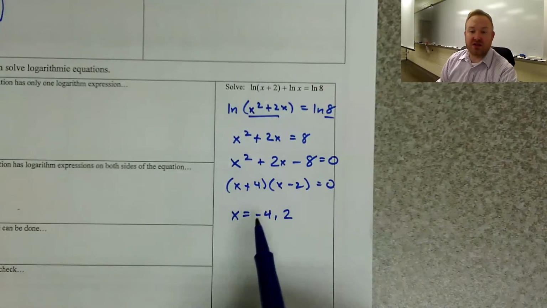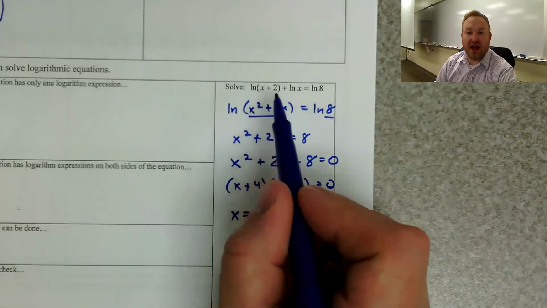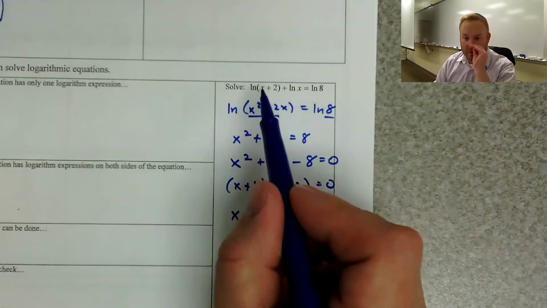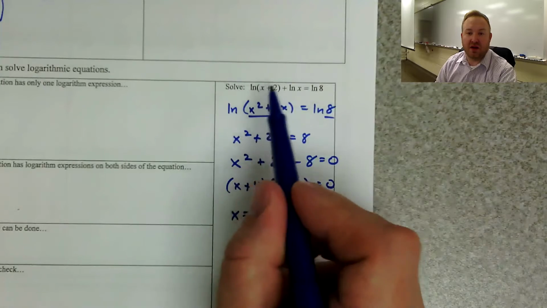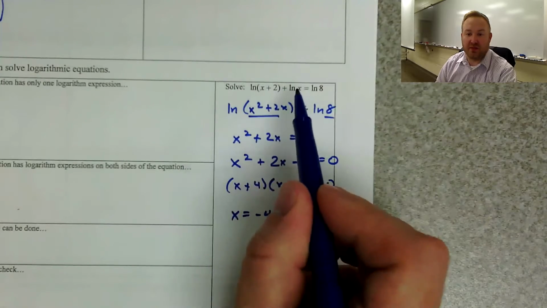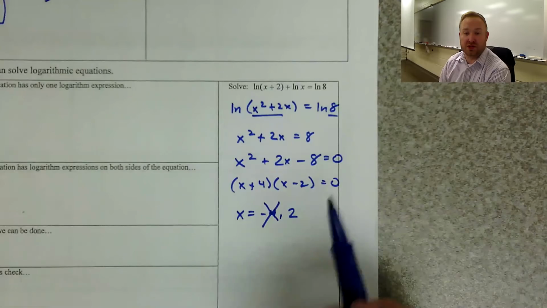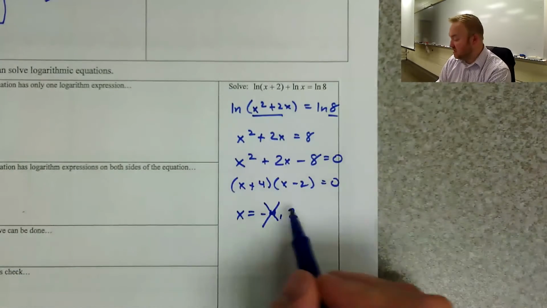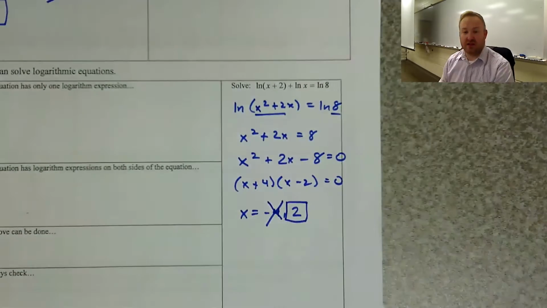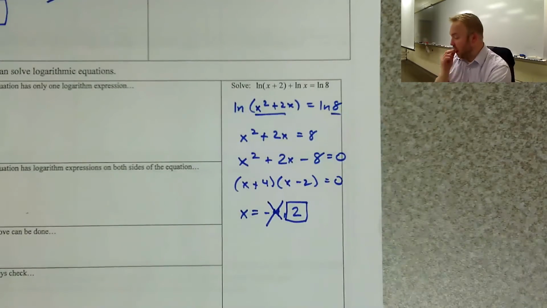I want you to notice, though, that if I put -4 in for x in this argument, that's going to make this the natural log of -2, right? It's going to make this argument negative. It also makes this argument negative. That means -4 is an extraneous solution. 2 would make both of the arguments positive, so 2 is a legit solution. This equation has one solution, and it's 2.